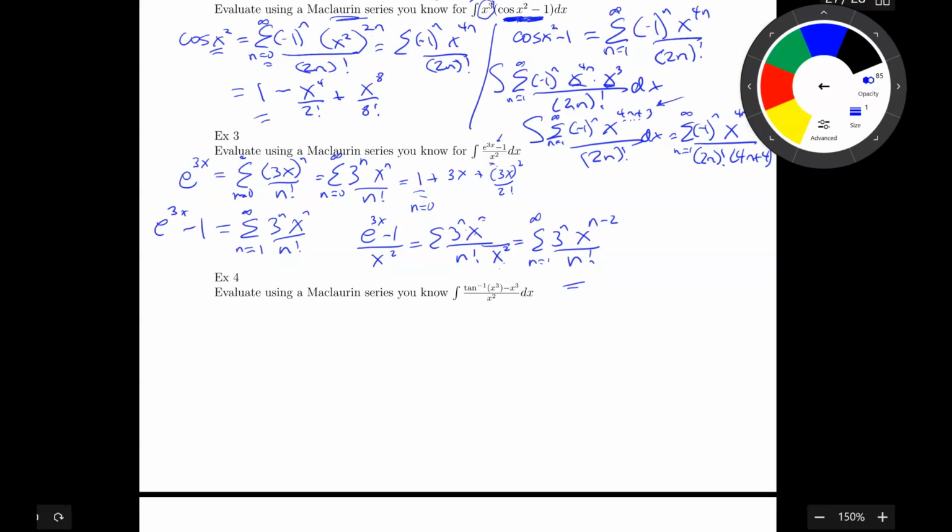I should be carrying along my 1 to infinity because it matters, right? So if I want to take the antiderivative, oops, forgot my summation sign: 3 to the n, x to the n minus 2, over n factorial dx. This turns out to be 3 to the n, and n factorial stays in the denominator. Add 1 to this exponent, so that gets x to the n minus 1, and an n minus 1 in the denominator. And I guess I should be putting a plus c, but that's okay.